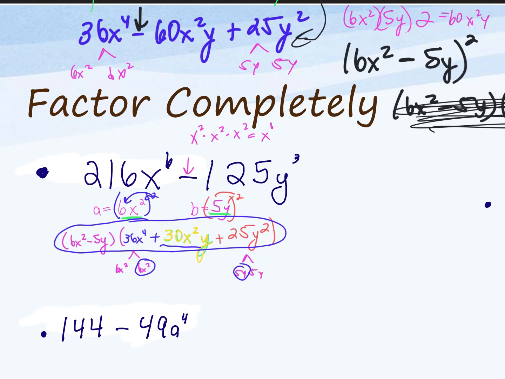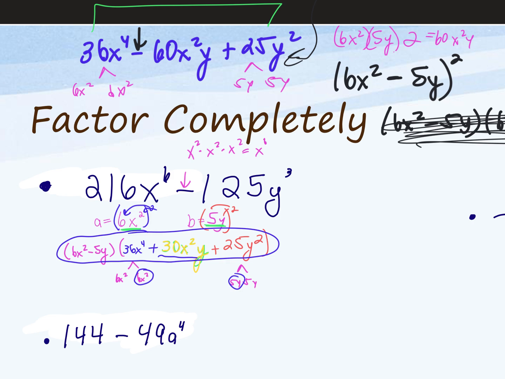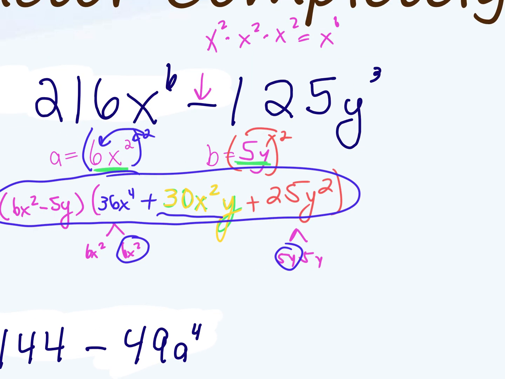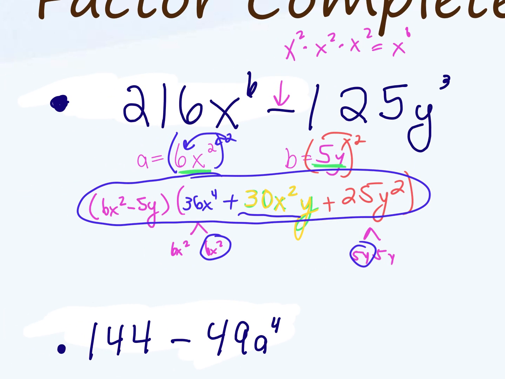My A term is 6x squared, and my B term is 5y. Wait, in the parentheses, is that a 6 or B? This is a 6. Oh, yeah. X squared. That's why I don't like it. I don't like A's and B's.